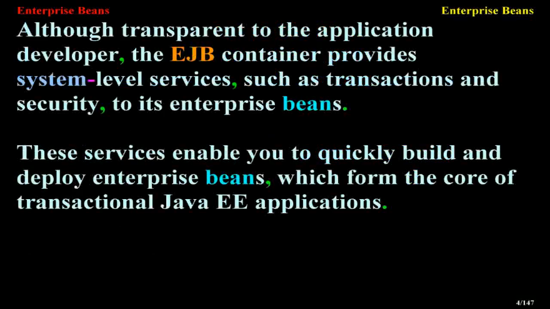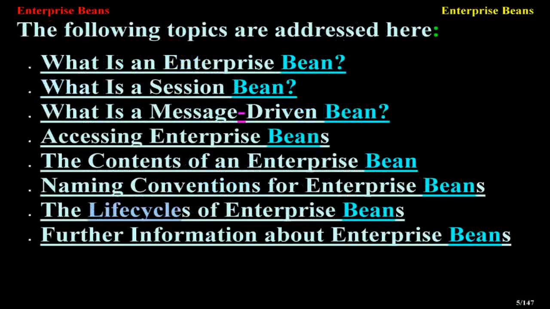Although transparent to the application developer, the EJB container provides system-level services, such as transactions and security, to its Enterprise Beans. These services enable you to quickly build and deploy Enterprise Beans, which form the core of transactional Java EE applications. The following topics are addressed here.